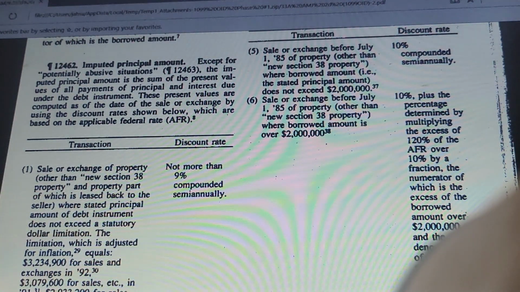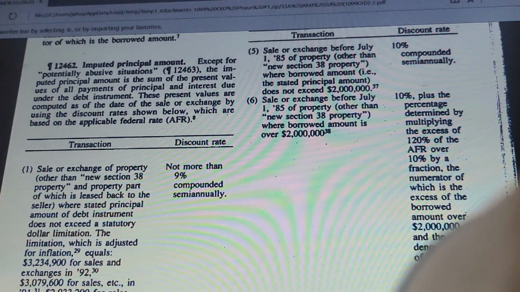Number 5, sales or exchange before July 1st, '85 of property other than new section 38 property where the borrowed amount, i.e. the stated principal amount, does not exceed $2 million. 10% compounded semi-annual discount rate.